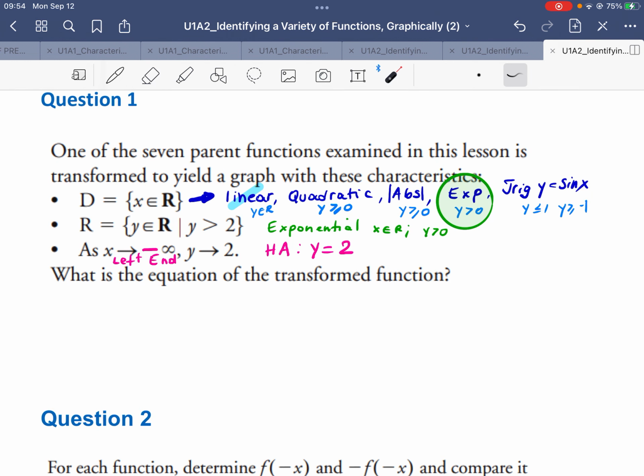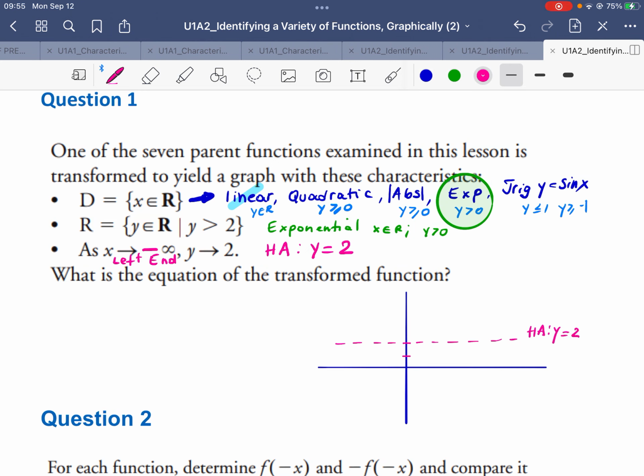So if you want to put this on a grid, I'm going to draw the axis here. So the information that we're given is any real number x and the y values bigger than 2, and it seems that we have a horizontal asymptote at y equals 2, which I will draw right now. It's very important that we label the asymptotes by their equations as well.